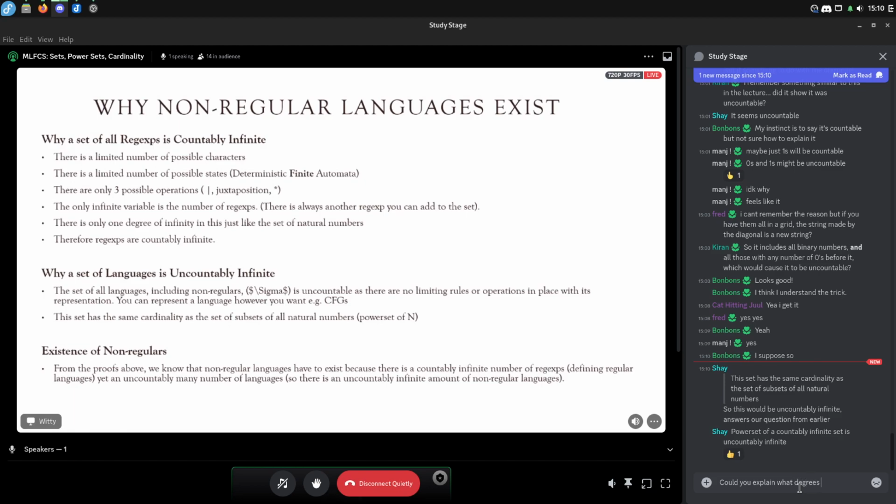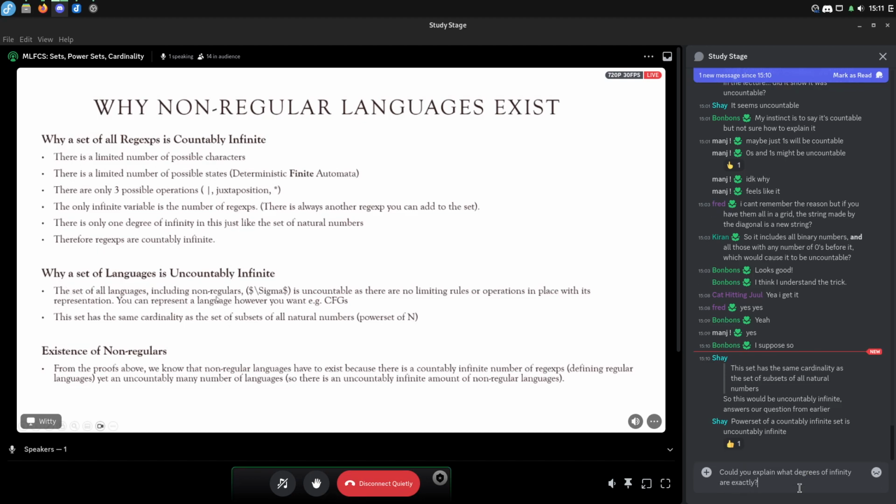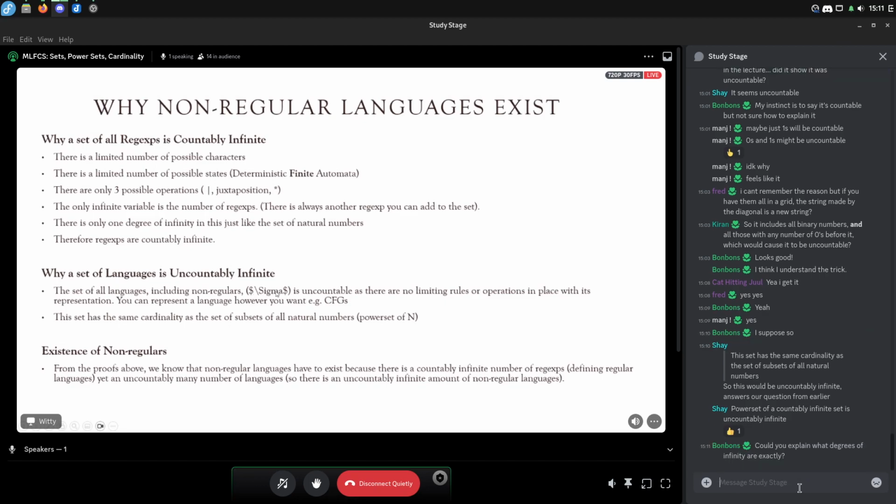Okay, cool. Next part of the proof: why the set of languages is uncountably infinite. The set of all languages, including non-regulars, that's a sigma notation, is uncountable, as there are no limiting rules or operations in place with its representation.